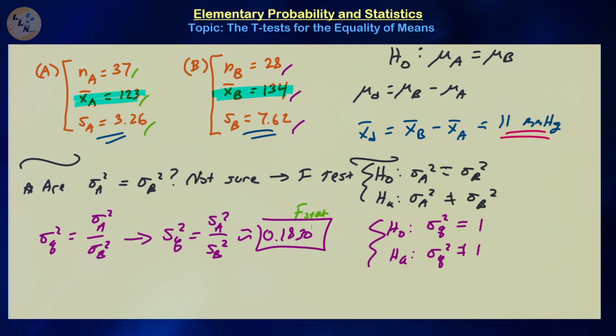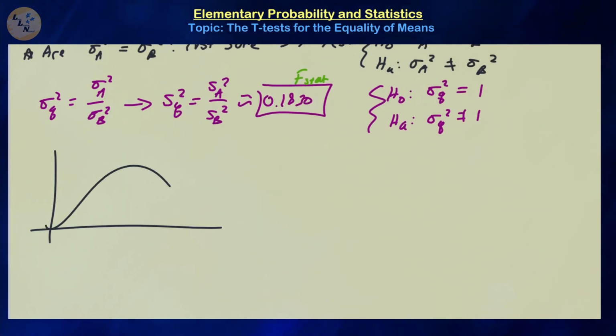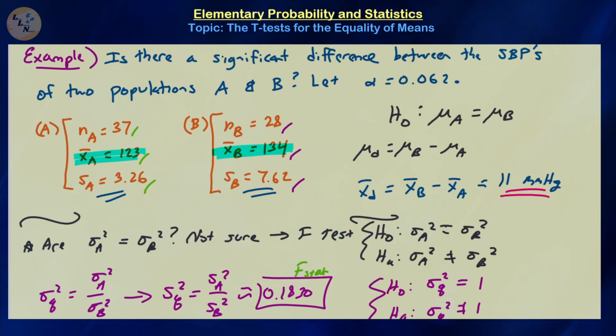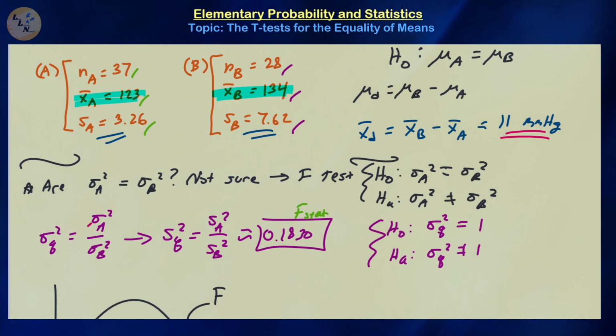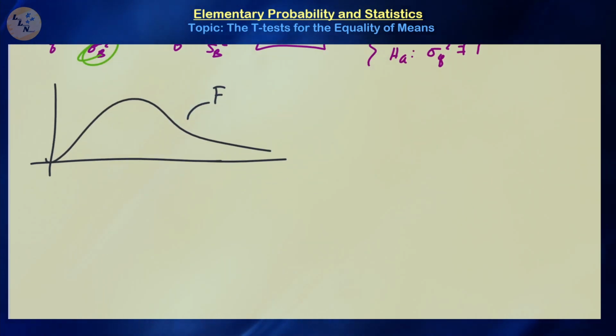So what are we going to compare this to? We're going to compare that to the critical values. So this is our F distribution. So we need to make sure we get our degrees of freedom right. So our numerator is associated to A. So that's going to be associated to this particular sample, and B is associated to that particular sample. So the top has a degrees of freedom of 36, and the bottom has a degrees of freedom of 27. So make sure you get those in the right order.